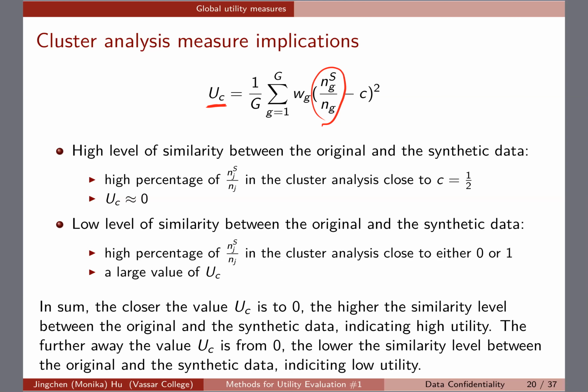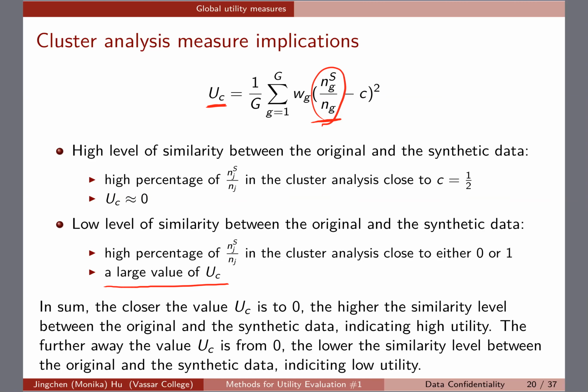And a low level of similarity between the two different data sets is going to result in UC being larger, not close to 0. If you have a large value of UC, this ratio could be close to 0 or 1. Then when you take the difference between that and 1/2, take the square, take the weight, UC will be further away from 0. So the gist is: UC close to 0, high utility. UC further away from 0, but always positive, indicates a low level of utility. I think intuitively overall this makes sense.